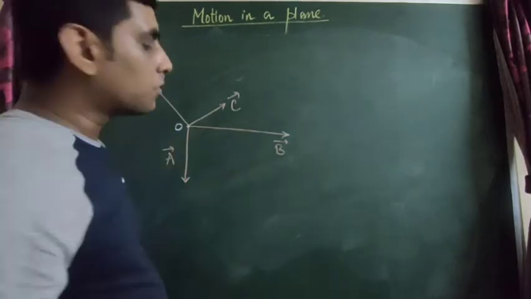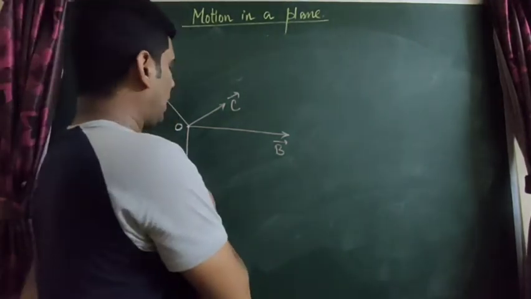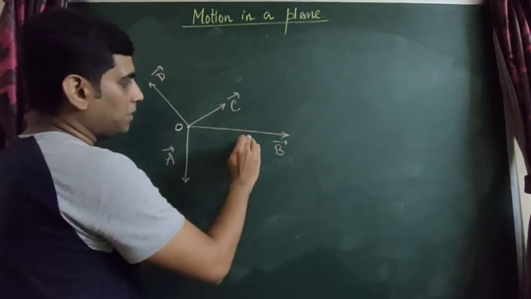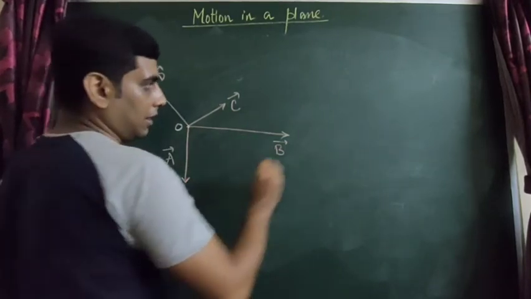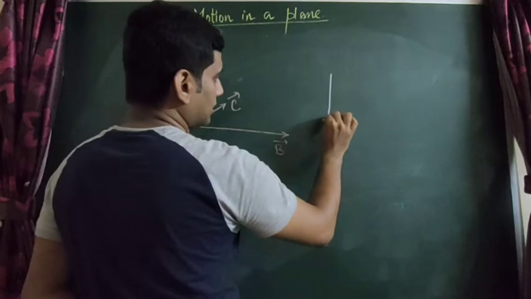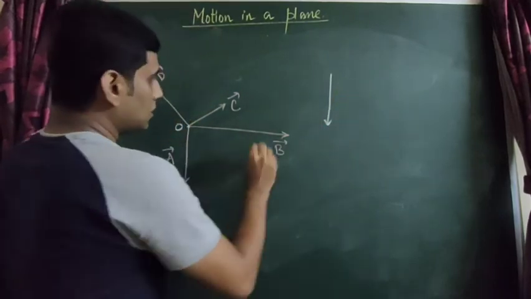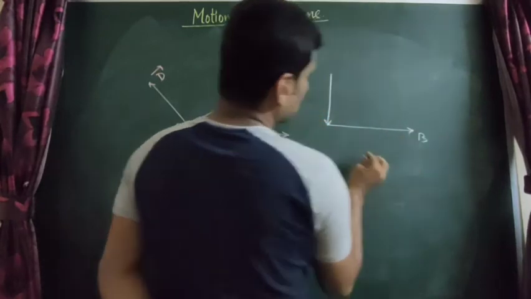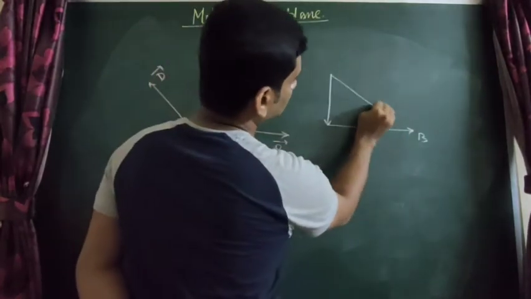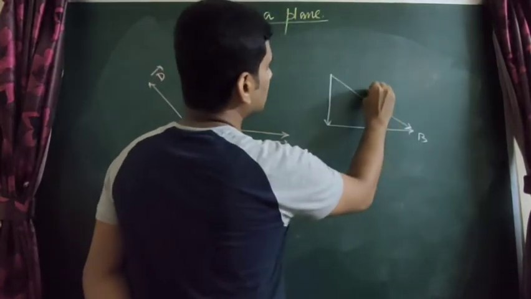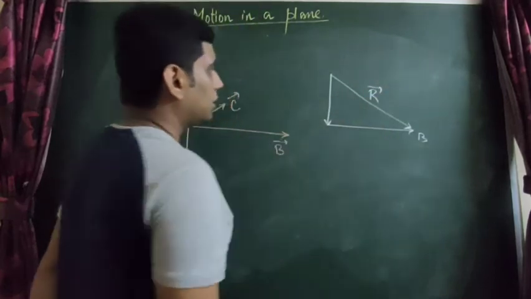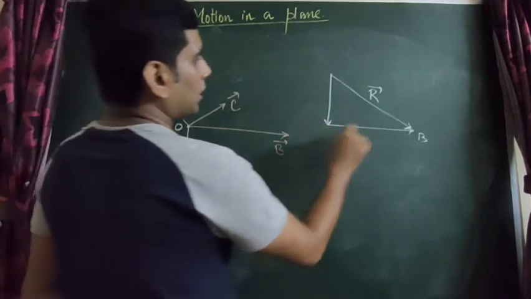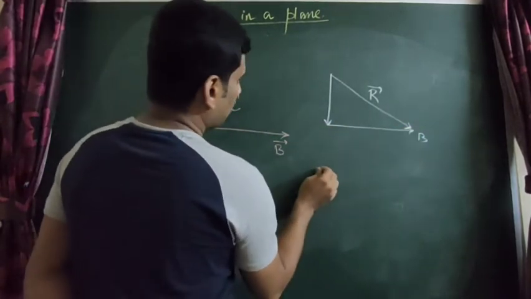But you remember the rule. Suppose I will be adding A and B, but I cannot add like this, because I have to bring B down where A has ended. So A has ended here. So from here I have to draw B. So this is the resultant R. Clear? Okay. Now as I have got the R, so R I have got like this.